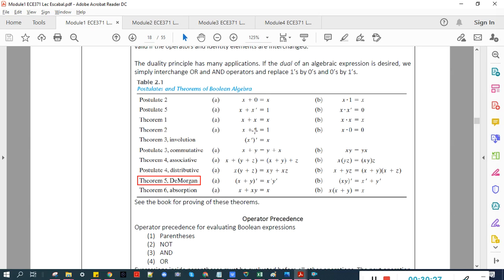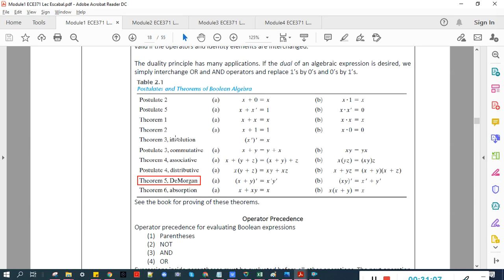X or with 1, whatever the value of x, there's already 1 in the inputs, so the output will always be 1. Then x dot 0, whatever the input, since it is ANDed with 0, the output will always be 0. Theorem number 3, it's called involution. If we have the complement of x and we take the complement of that, it will cancel out, so the output will go back to the original x. So the complement of the complement of x is equal to x.